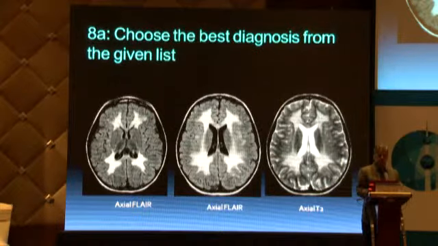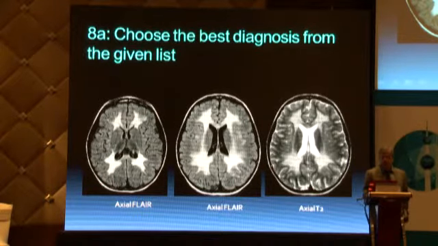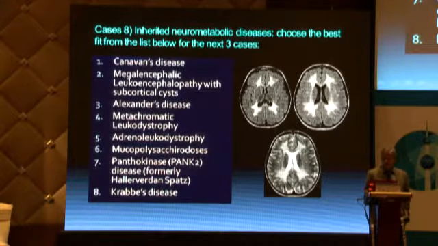So this is the 8th question. There are 3 parts of the 8th question. This is the first part. So this is axial FLAIR images of one of those metabolic diseases. So these are 2 at the level of the ventricle, and this is an axial T2. And then amongst the list, and these are the images that I just showed you, select the best choice. So let's give you a minute to go through this. Is it Canavan's? Is it megalencephalic leukoencephalopathy, Alexander's, metachromatic, adrenoleukodystrophy, mucopolysaccharidosis, Hallervorden-Spatz, or Krabbe's disease?